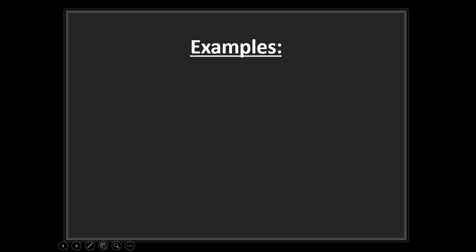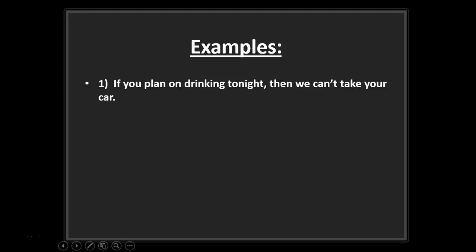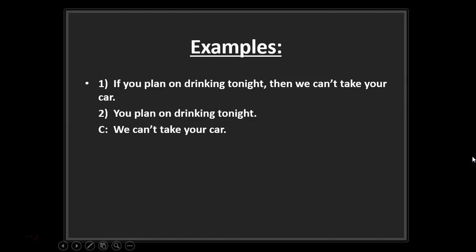All right, so let's look at some examples. If you plan on drinking tonight, then we can't take your car. Say the if and the then. Well, you said you plan on drinking tonight, therefore we can't take your car. If these premises are true, the conclusion would follow necessarily. So what you have here is if antecedent, then consequent. Well, you got the antecedent, so you got the consequent.